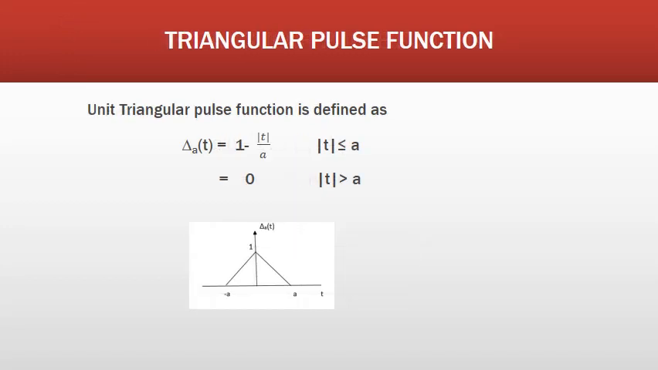Triangular pulse function. Unit triangular pulse function is defined as triangle of t is equal to 1 minus modulus t by a for modulus t less than or equal to a, and it is 0 for modulus t greater than a. The triangular pulse function is shown in figure. This function has amplitude 1. So it is a unit triangular pulse signal.